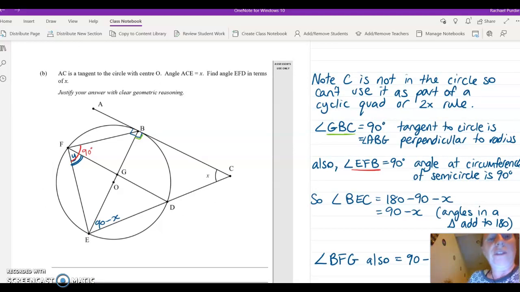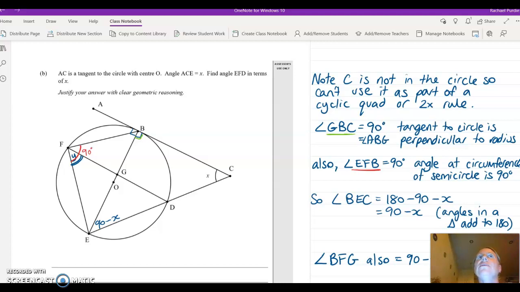So we're told we've got this tangent to the circle going on here. We're told the center is at O. We've got ACE, which is x. So this is one of those lovely proofs with algebra, isn't it? Okay, so we know x. We don't have any kind of numbers that we're given. We need to find angle EFD in terms of x.